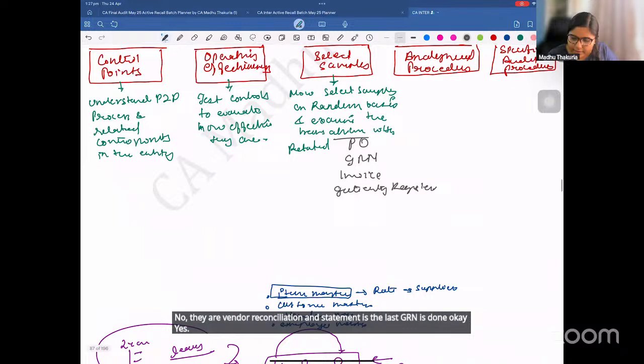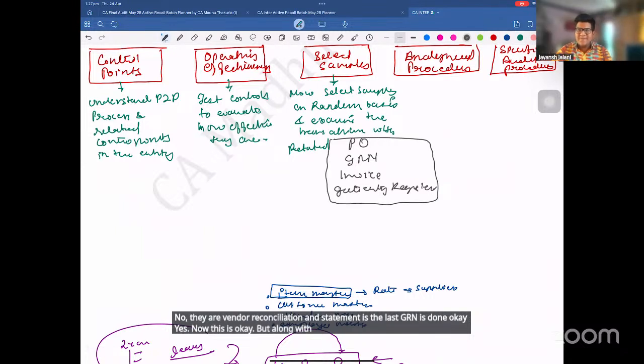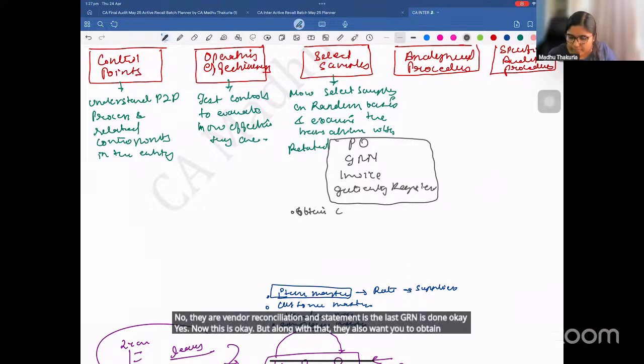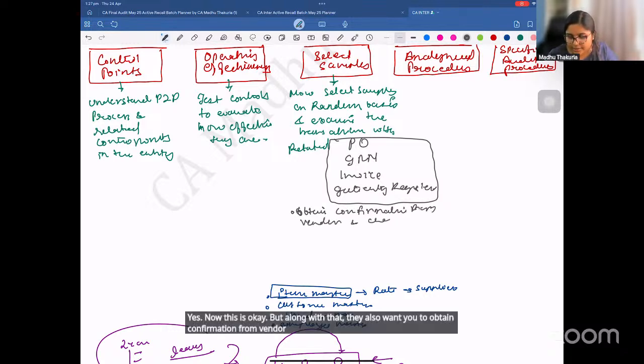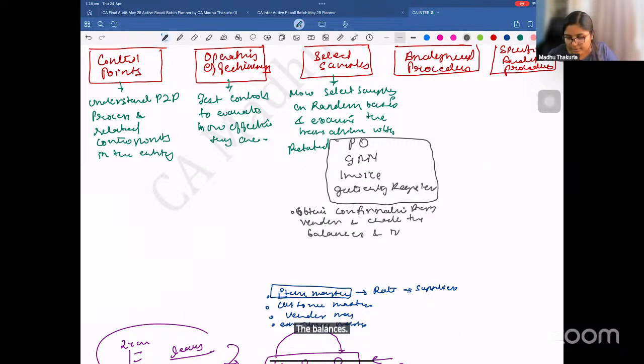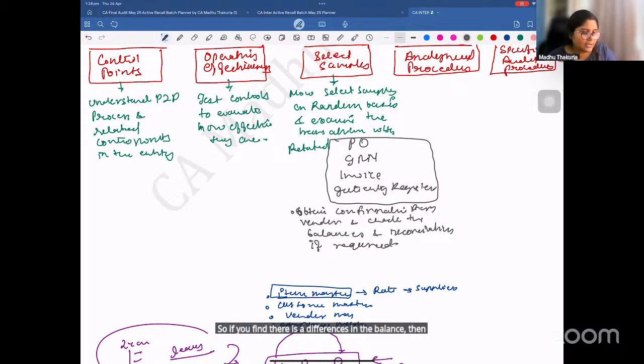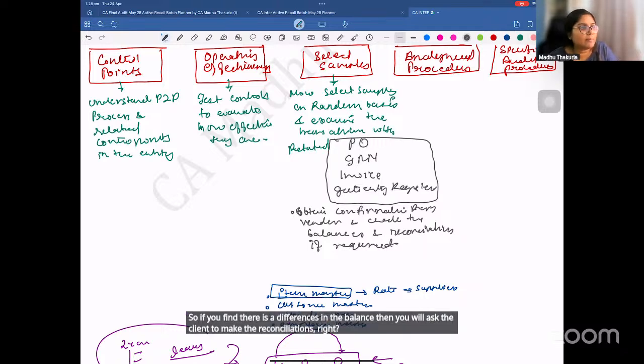Now this is okay, but along with that, they also want you to obtain confirmation from the vendor and check the balances and reconciliation if required. So if you find there are differences in the balance, then you will ask the client to make the reconciliations, right? Reconciliation is not applicable in 100% of the cases. If there are differences, then there will be reconciliation.